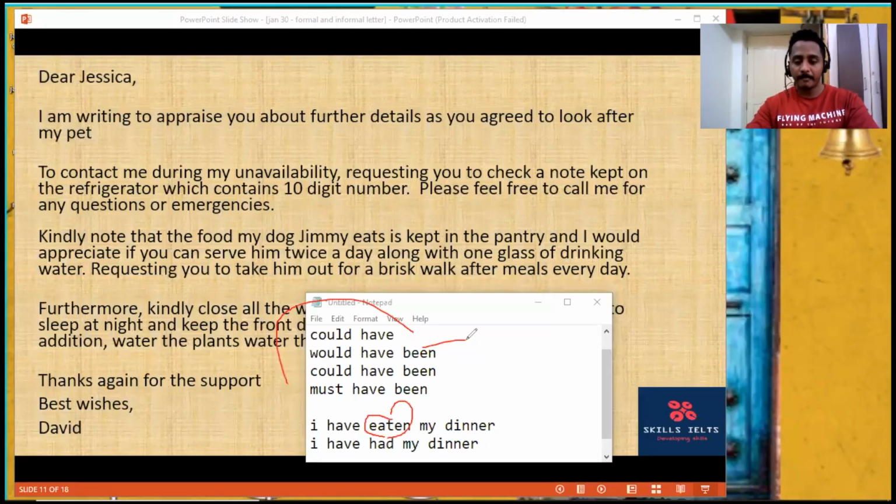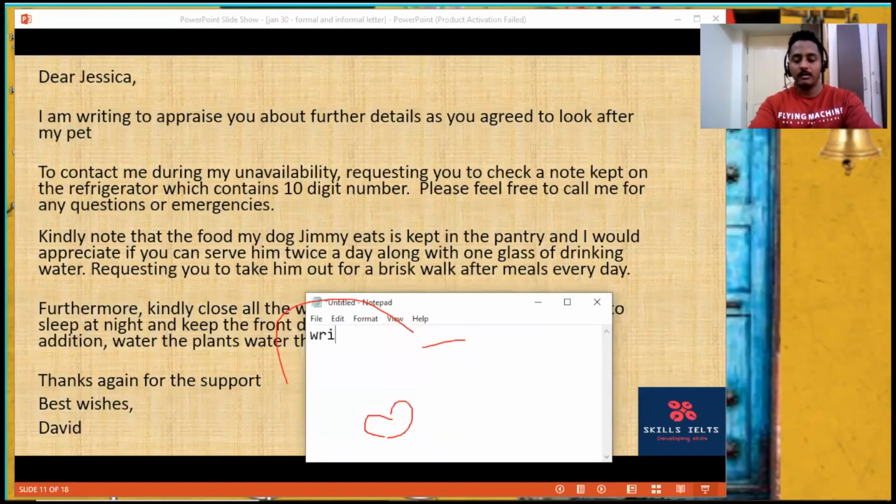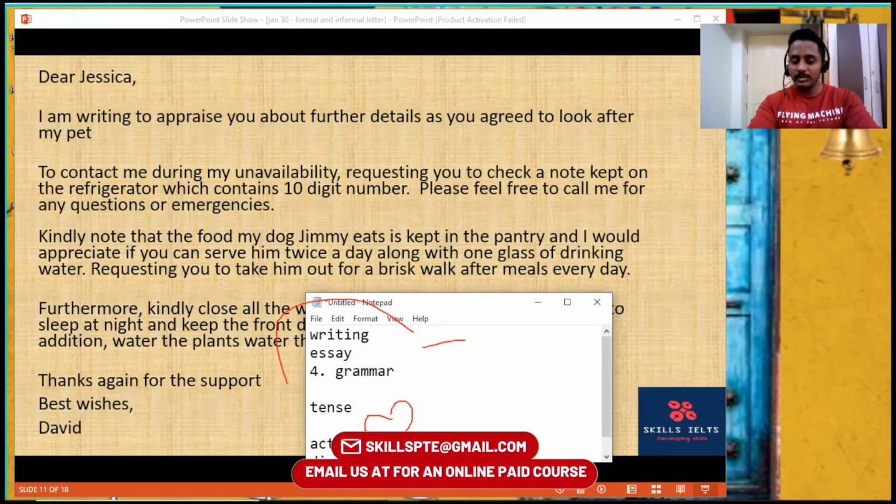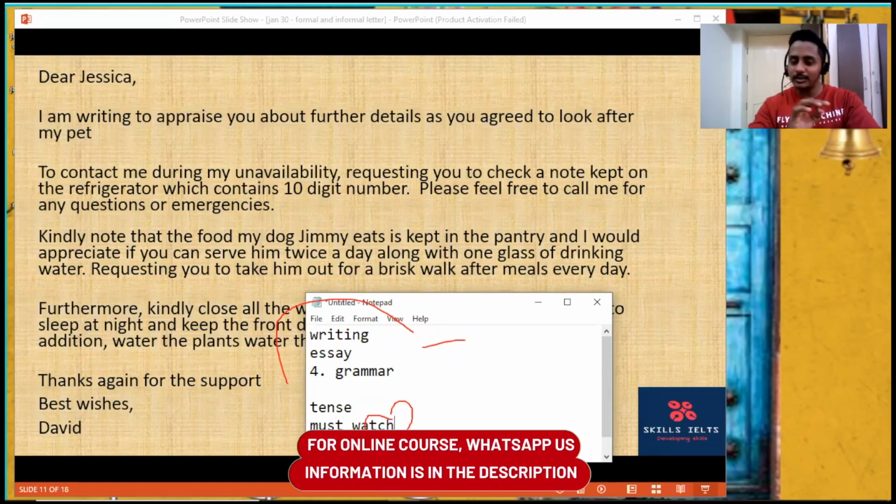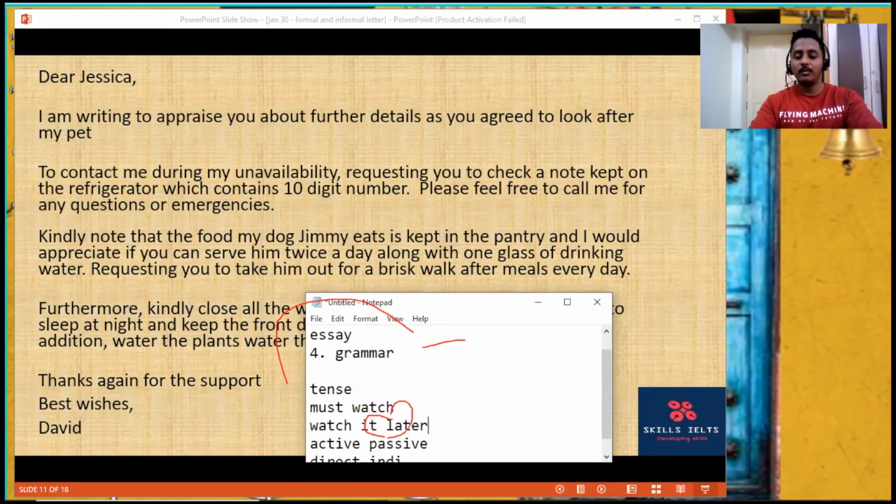Inside writing essay, there's a grammar video. Here: tenses, active voice, passive voice, direct, I think direct, indirect, which I've not uploaded. These are all kept inside. I mean, there are two folders. Must watch, because people complain they don't have time to watch all the videos, but every video has a lot of knowledge. Must watch and watch it later. In the watch it later, I have kept all the videos.